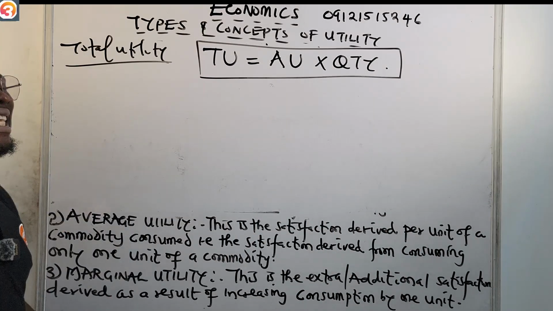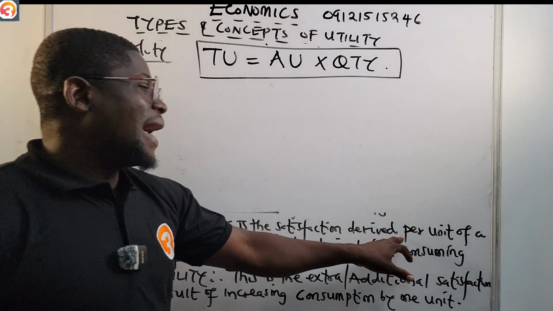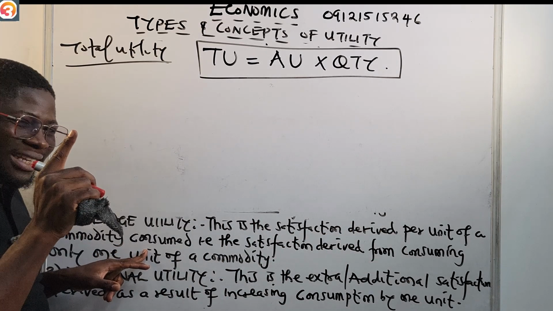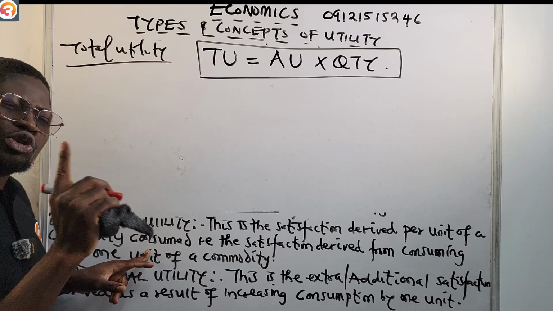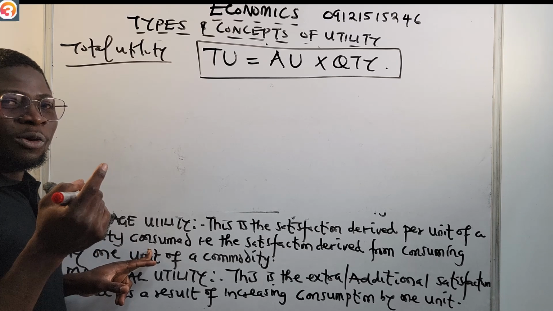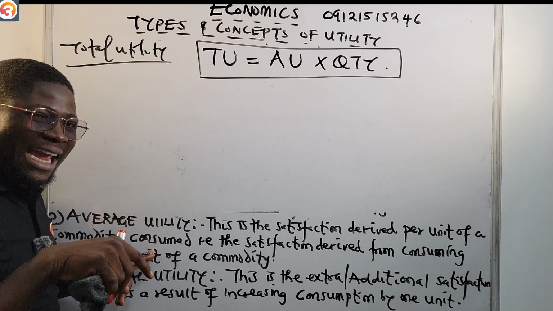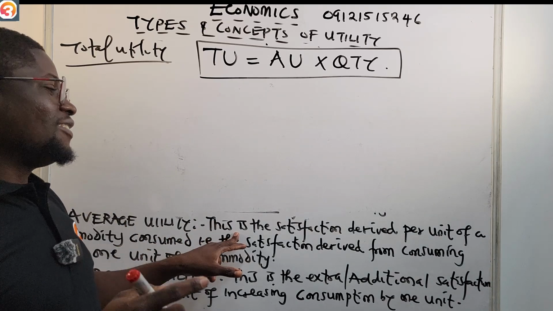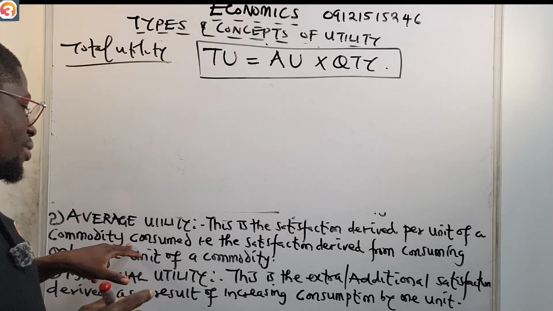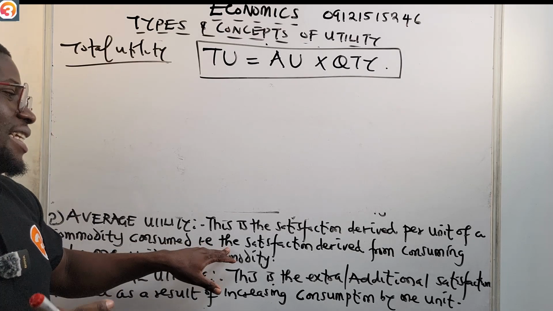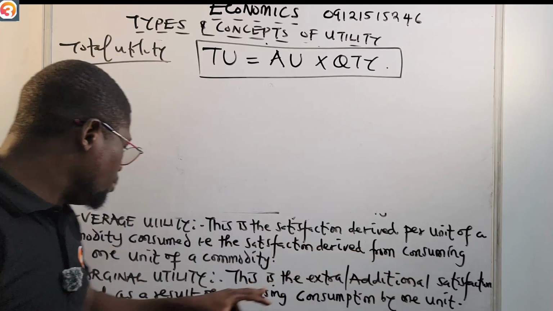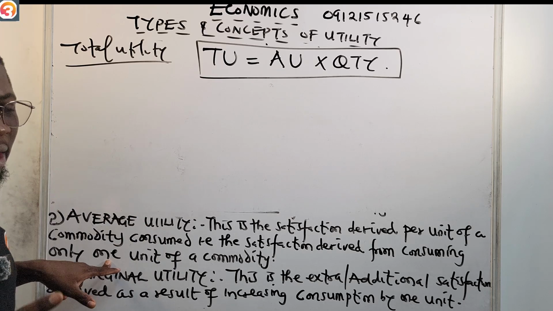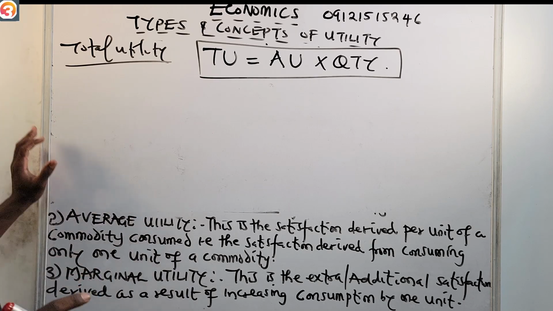Average utility is the satisfaction derived per unit of a commodity consumed. Per unit, 1 unit. When you consume 1 unit of a commodity, the satisfaction that you derive is called average utility. This is the satisfaction derived from consuming only 1 unit of a commodity. Just 1 unit of a commodity.